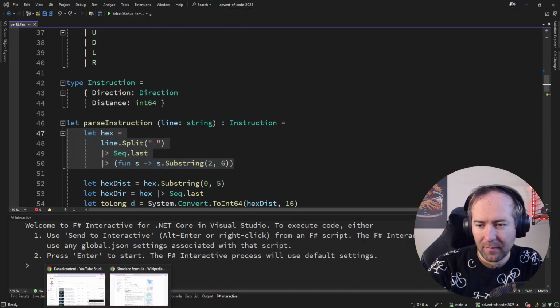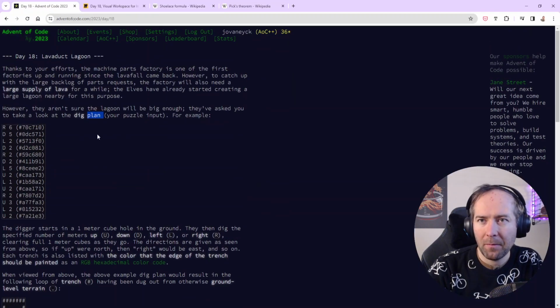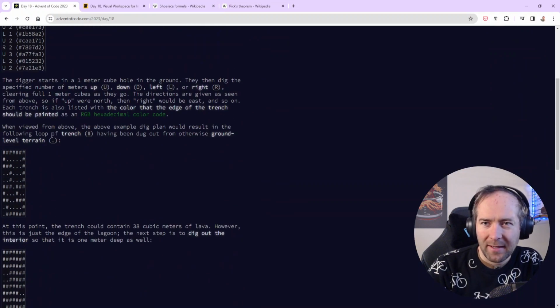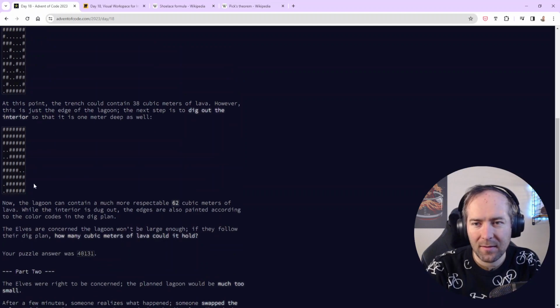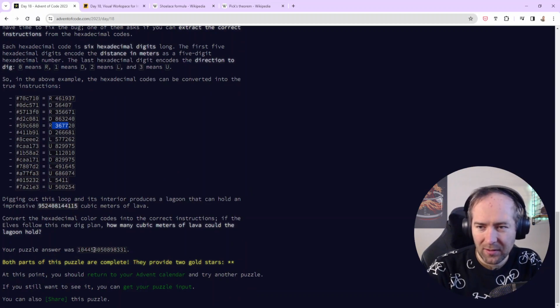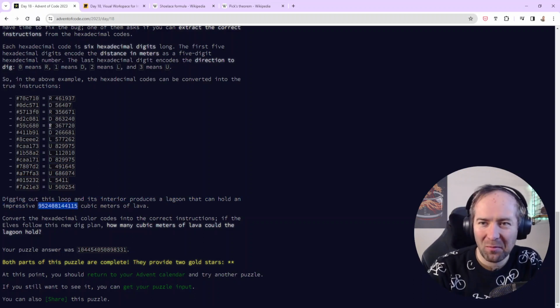Maybe a quick detour onto the problem description for part 2, sorry. It's exactly the same, but those hexadecimal color things in between brackets turn out to be encoded directions and distances. And those directions and distances are somewhat larger, as you can see for the example, you have this very, very big number. So it's exactly the same problem, but with much longer distances.